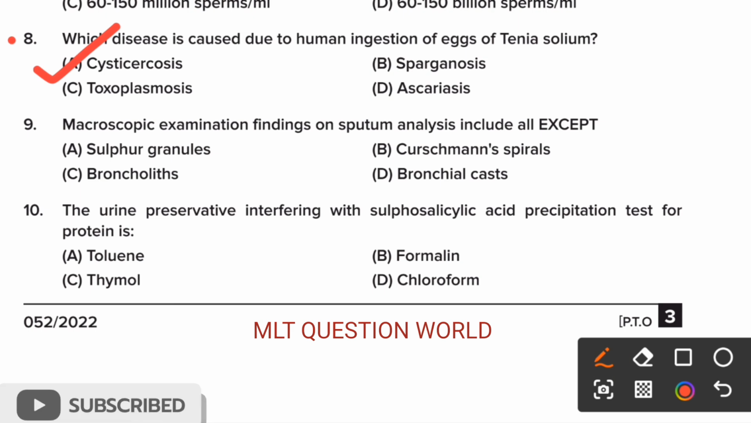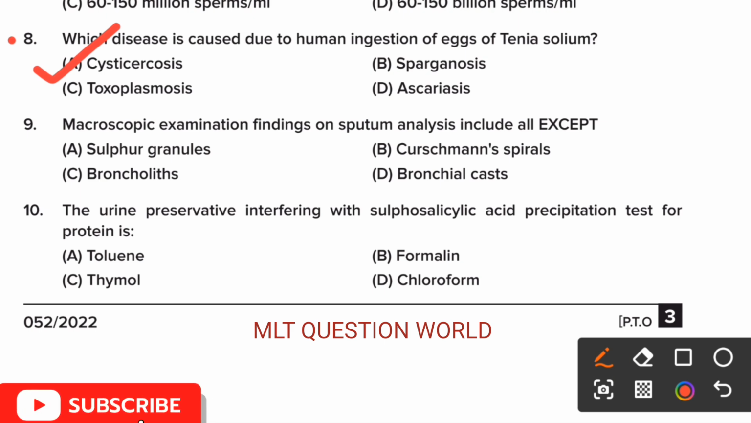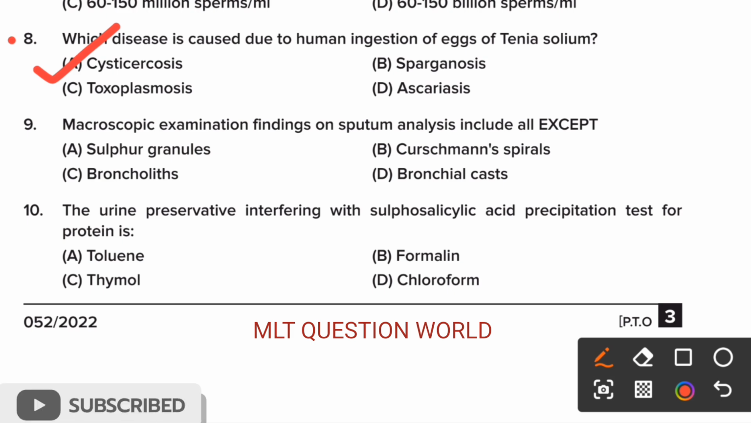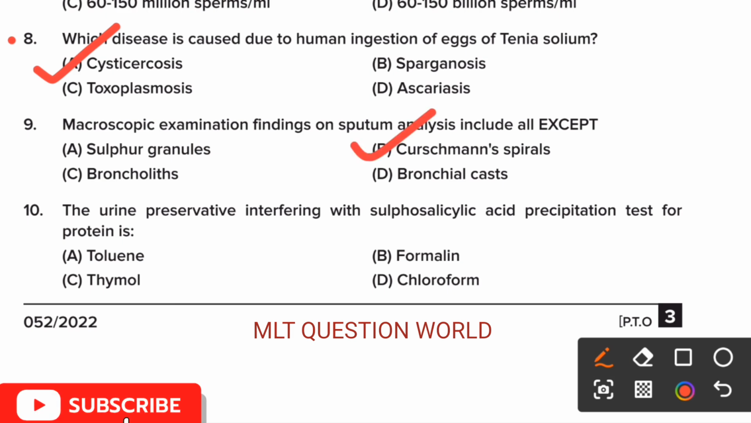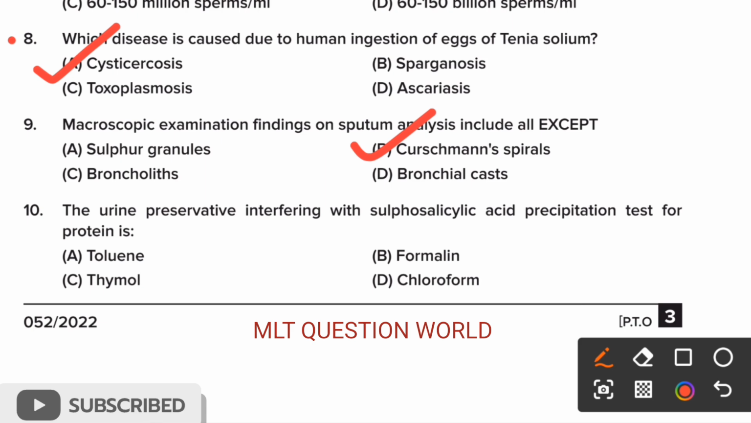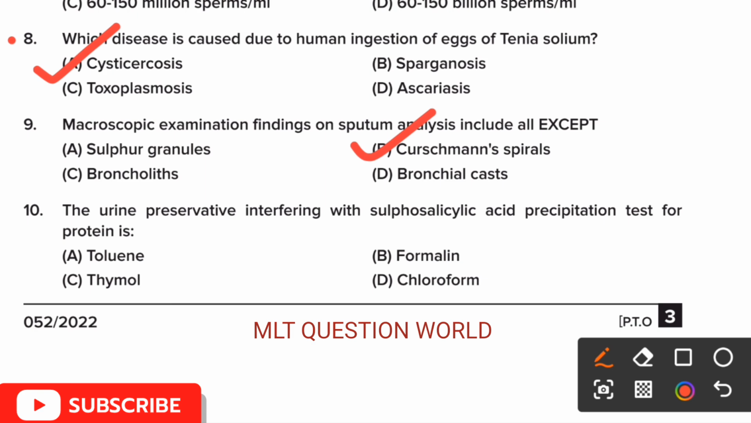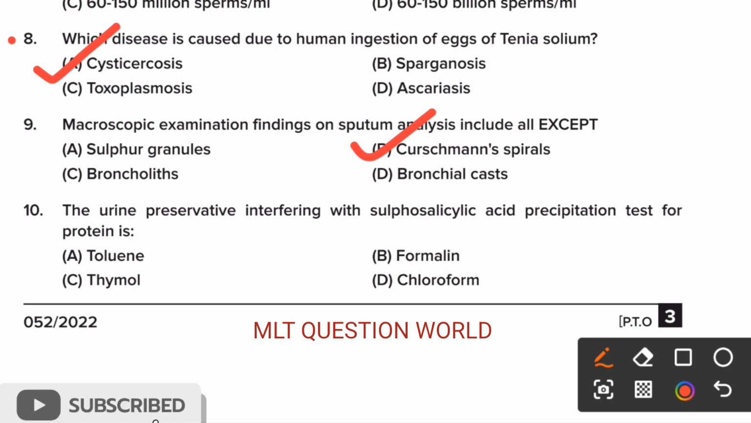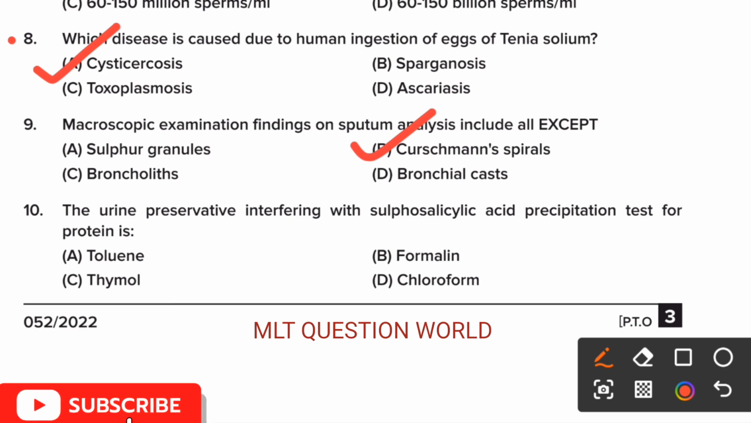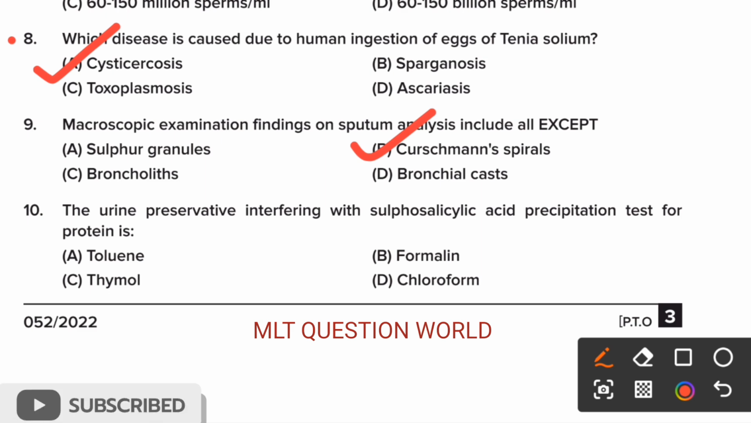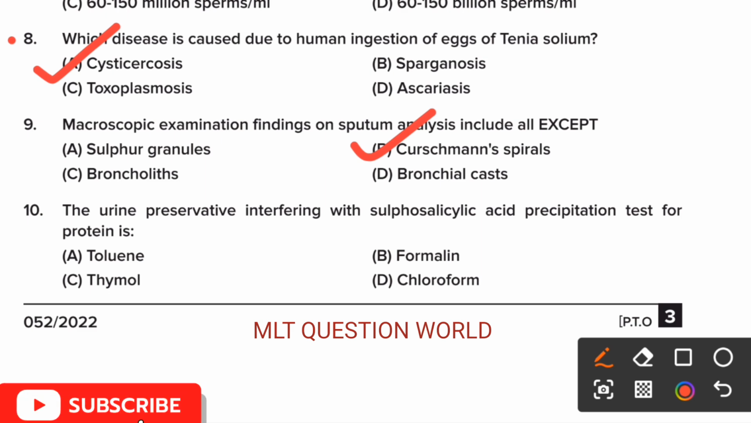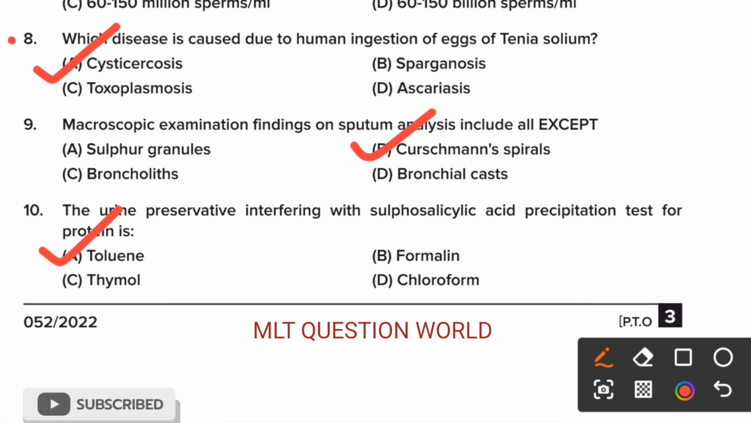Next question. Macroscopic examination findings on sputum analysis include all except sulfur granules, Curschmann spirals, broncholiths, bronchial casts. Macroscopic examination findings on sputum analysis include all except. The right answer is option B, Curschmann spirals. Next question. The urine preservative interfering with sulfosalicylic acid precipitation test for protein is option A, toluene, option B, formalin, option C, thymol, option D, chloroform. The right answer is option A, toluene.